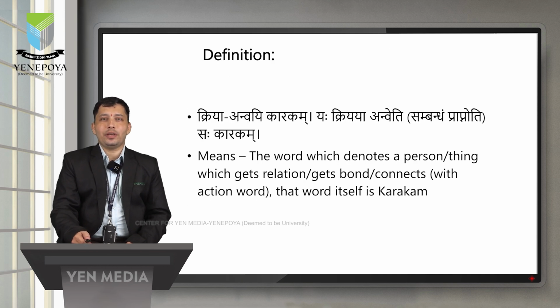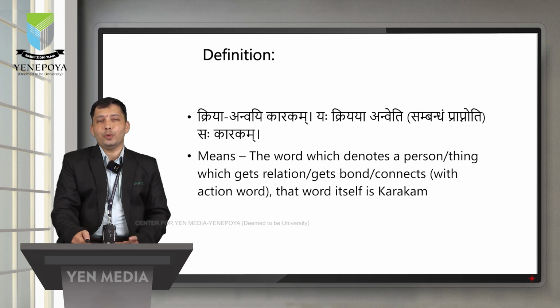Let's begin this topic with the definition of Karaka. क्रिया अन्वयी कारकम यह क्रियया अन्वेति संबंधम प्राप्नोति सह कारकम इत्युच्यते. That means the word in a sentence which denotes a person or thing which gets relation or creates the bond between the action word, the word which creates the bond, is itself Karaka.